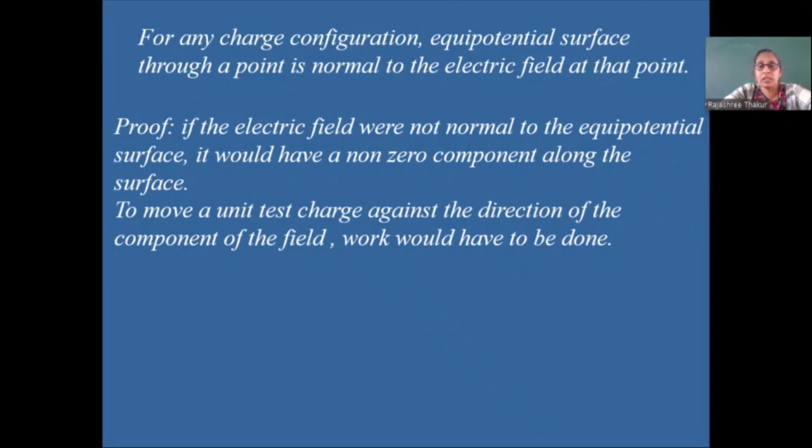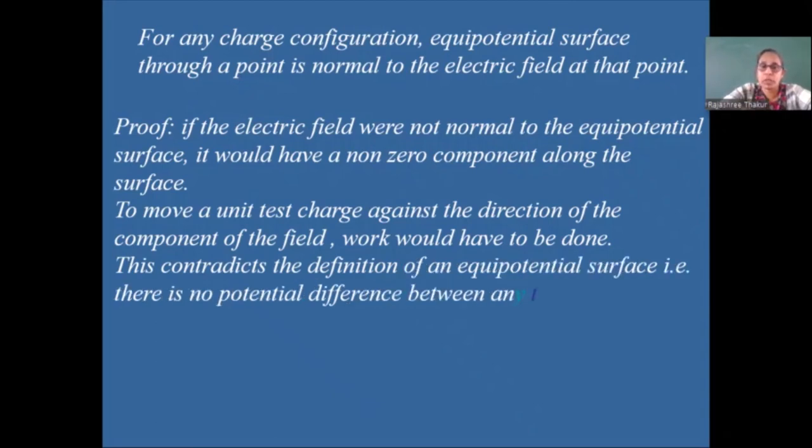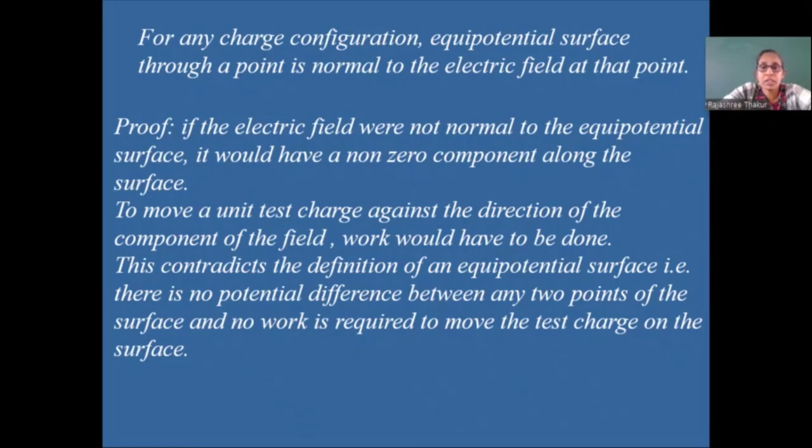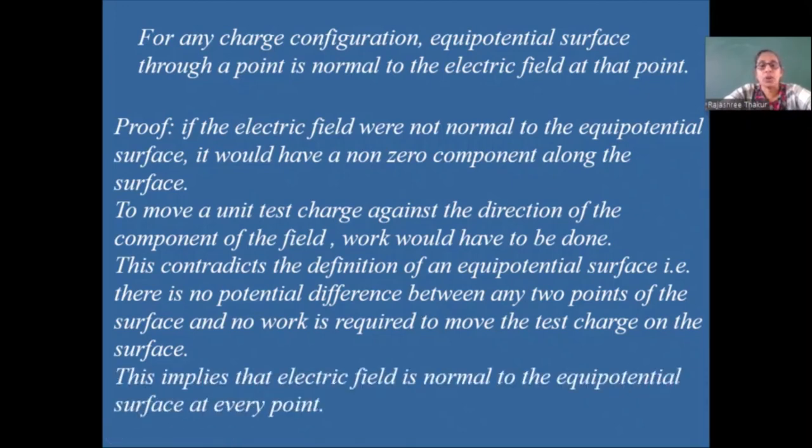If we have to do work to move a charge on an equipotential surface, what does it mean? That contradicts the definition of an equipotential surface. What is the definition of equipotential surface? There is no potential difference between any two points on the surface, and no work is required to move the test charge on the surface. If we say there is a non-zero component along the surface, that means we'll have to do work to move the charge. That means there is a potential difference between the two points on that surface, which will contradict the definition, right? Hence, this cannot happen, right? This implies that electric field is always normal, that means perpendicular to the equipotential surface at every point. Okay?